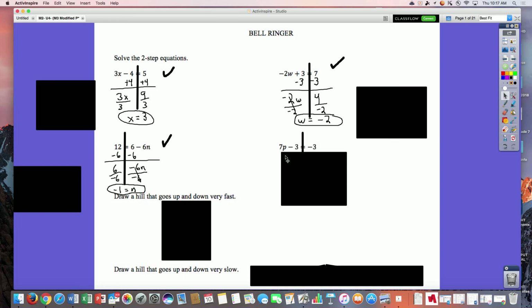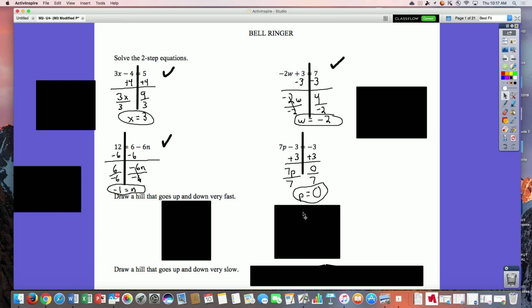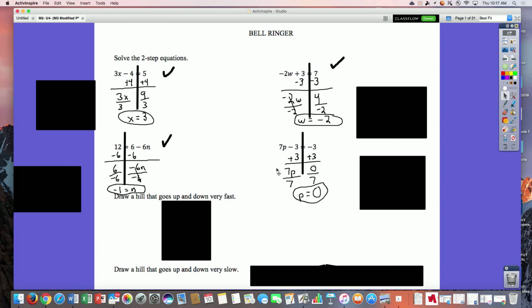All right. What's the opposite of negative 3? Positive 3. I'm going to add 3 to both sides. 7p stays, drops down. Negative 3 plus 3 is 0. So I got 7p equals 0. How do I get rid of 7 times p? I divide by 7. Those cancel each other out with p. 0 divided by 7 is 0.